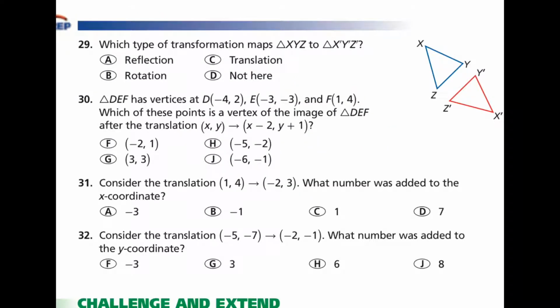For 29, we can imagine there is a line of symmetry between these two triangles. And we notice that y reflects across to be over here. Same thing with x. The orientation is changed because it is a reflection.